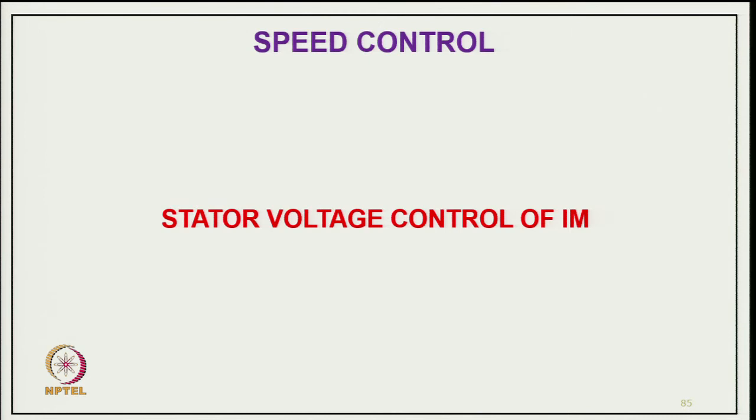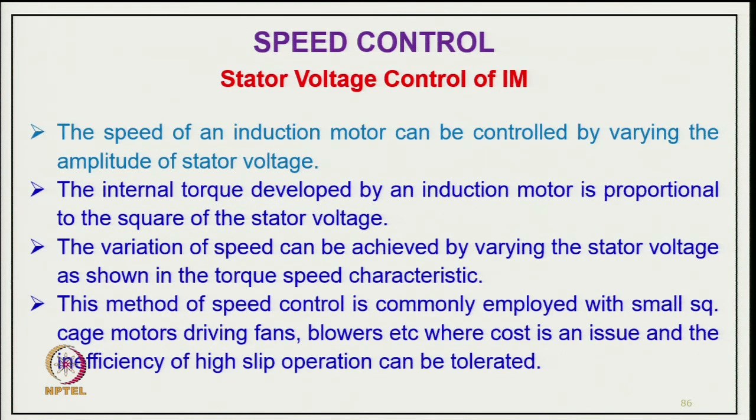So, another method is stator voltage control. The speed of an induction motor can be controlled by varying the amplitude of the stator voltage, because that changes the slip of the motor in the speed expression, N_R equal to (1 minus S) into N_S. So here the slip is controlled by changing the voltage, and the internal torque developed by an induction motor is proportional to the square of the voltage. The variation of speed can be achieved by varying the stator voltage as shown in the torque speed characteristic. This method of speed control is commonly employed with small squirrel cage induction motors driving fans and blowers, where cost is an issue and the inefficiency of high slip operation can be tolerated.